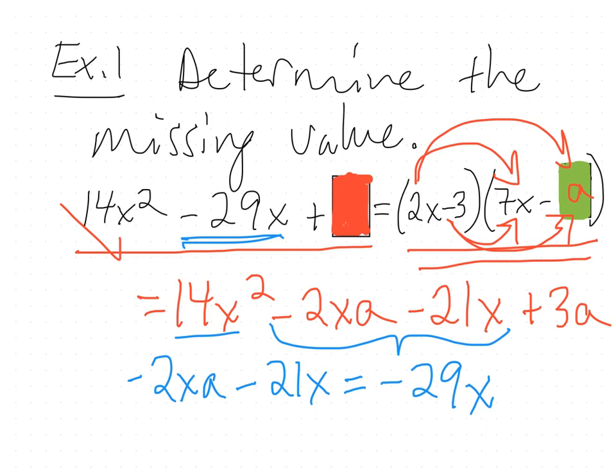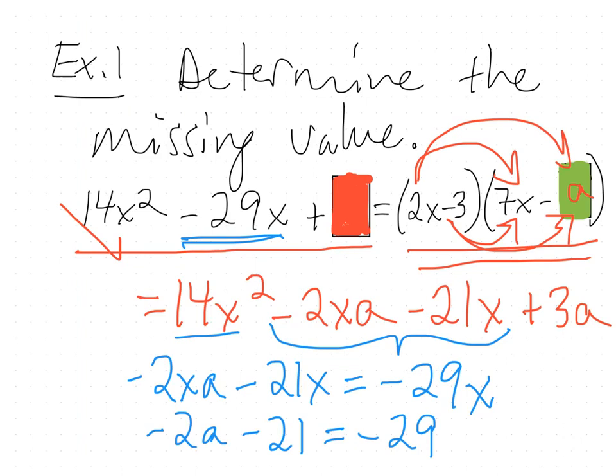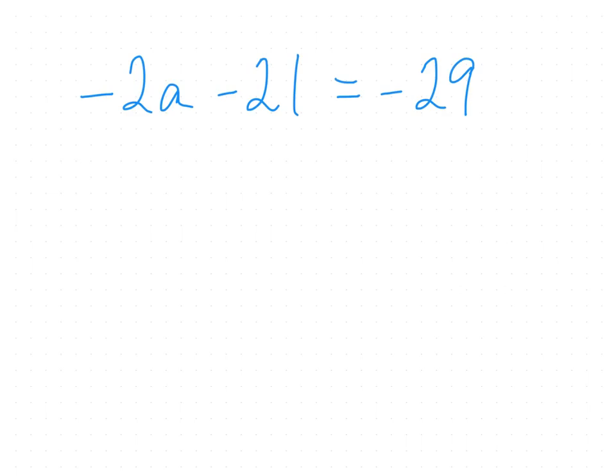And let's drop the letter x's. Negative 2a minus 21 equals negative 29. And let's continue this on the next page. So we have negative 2a minus 21 equals negative 29. Let's double check that. Negative 2 minus 21 equals negative 29.